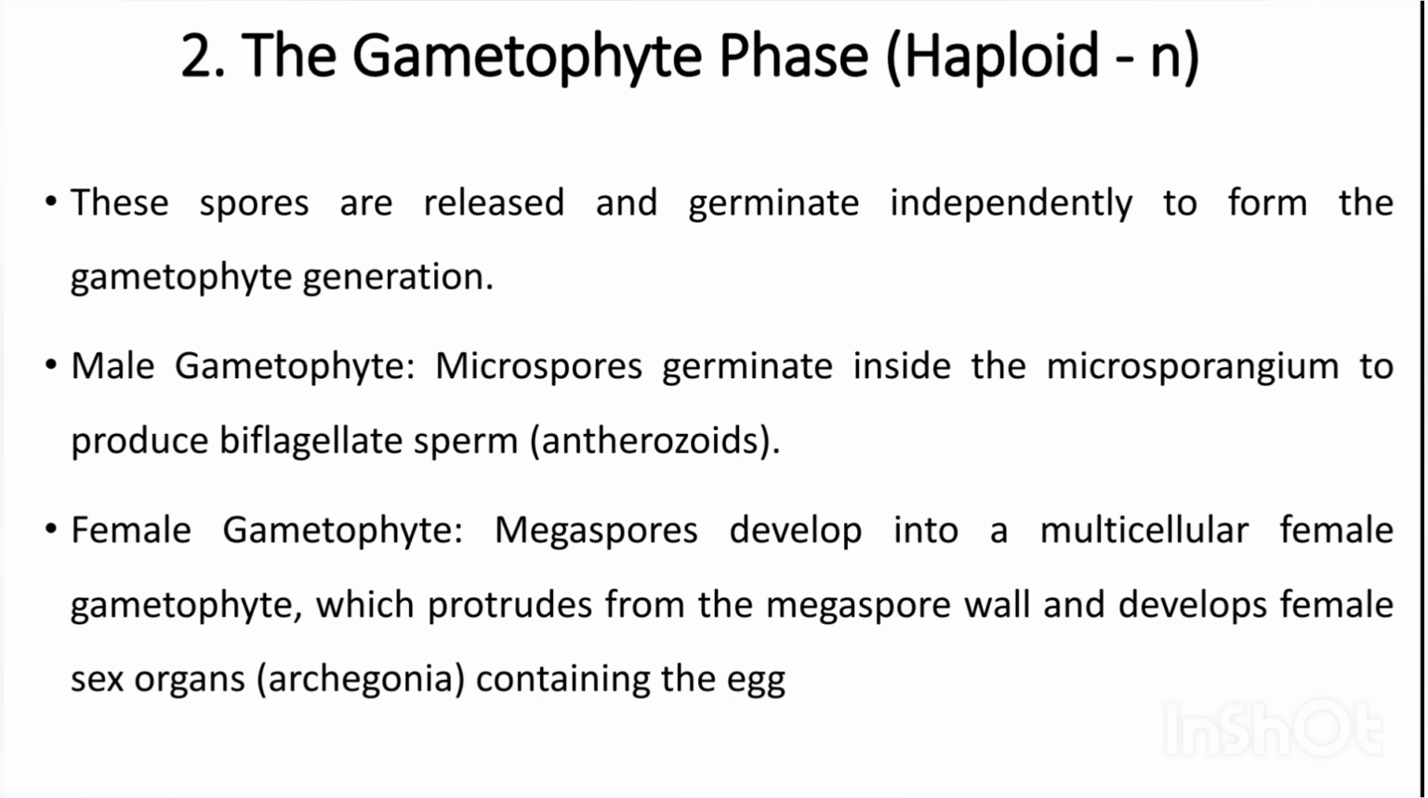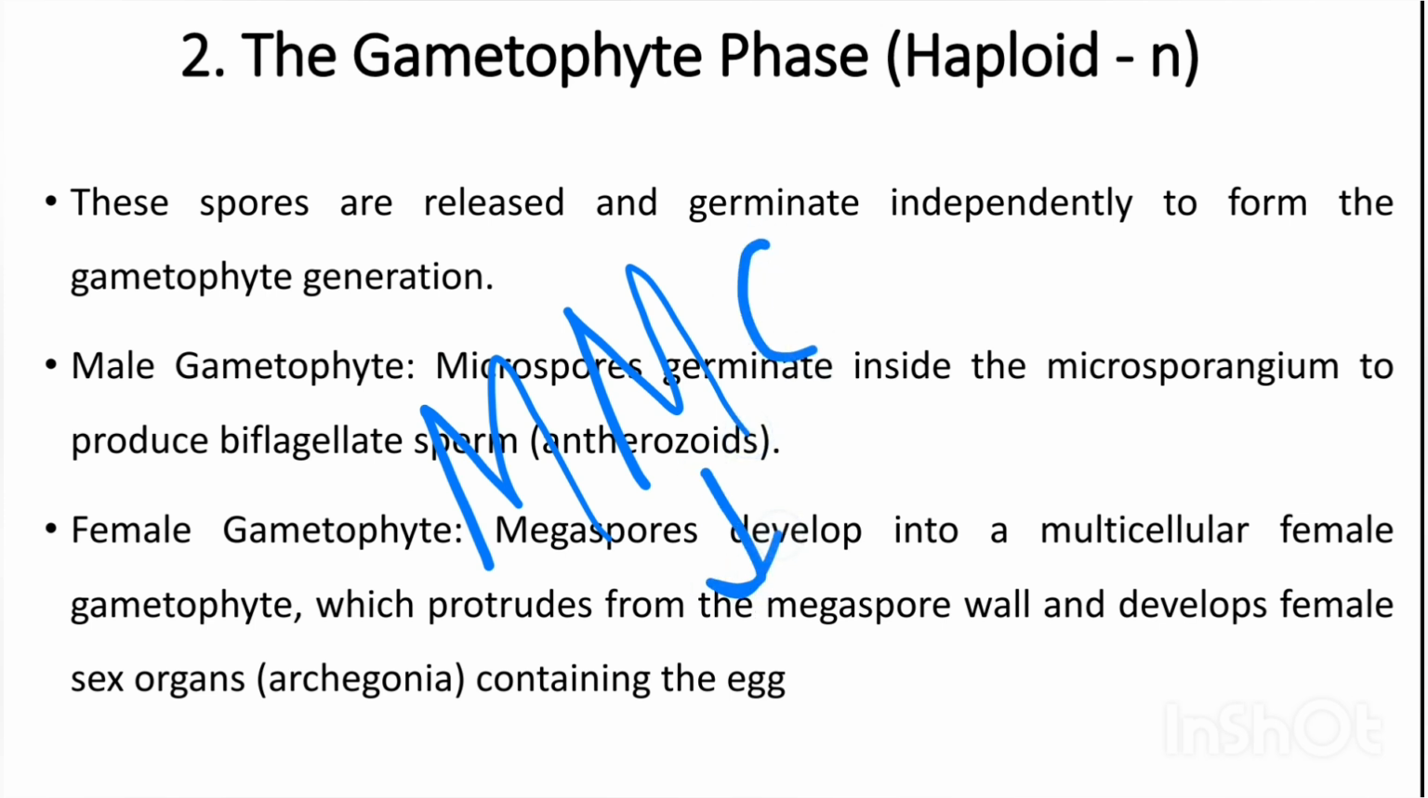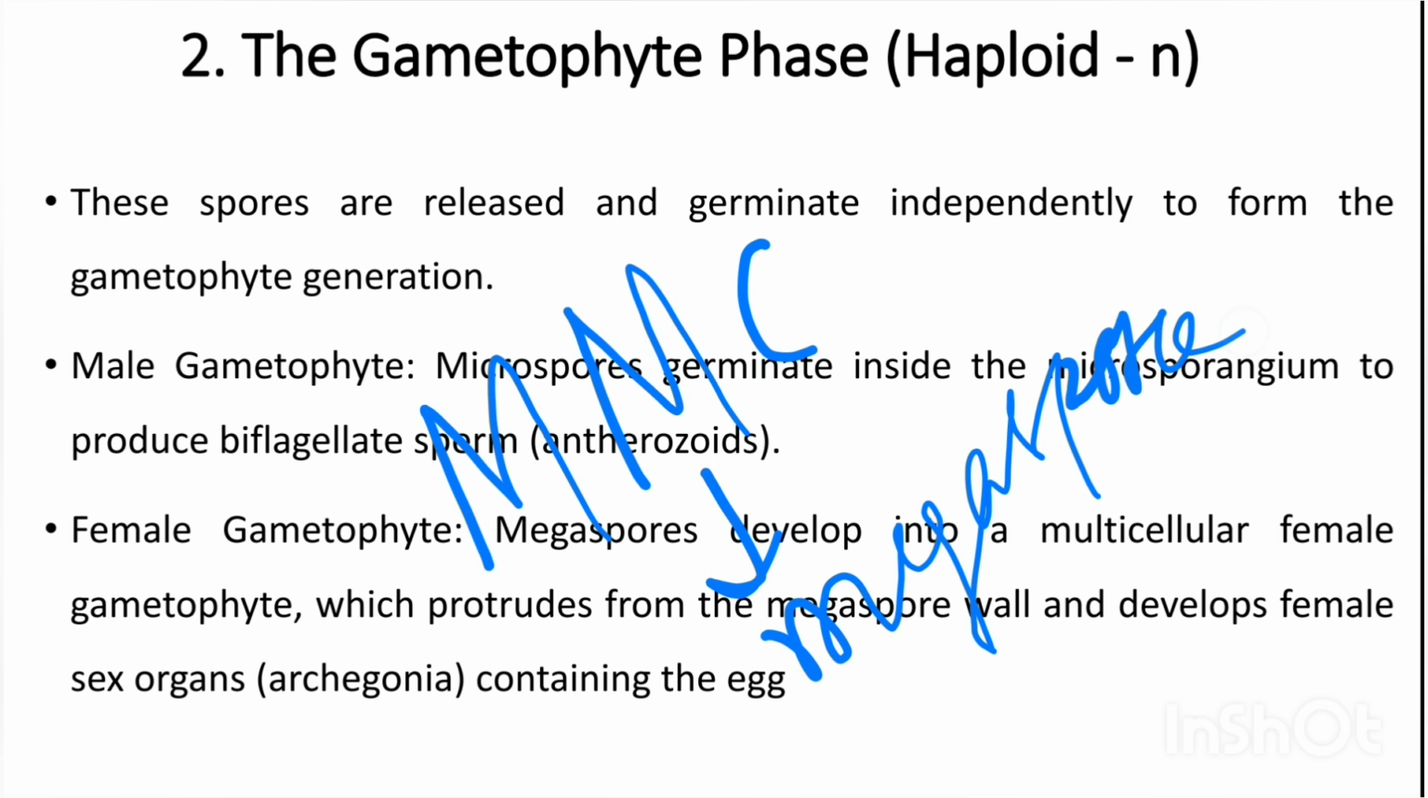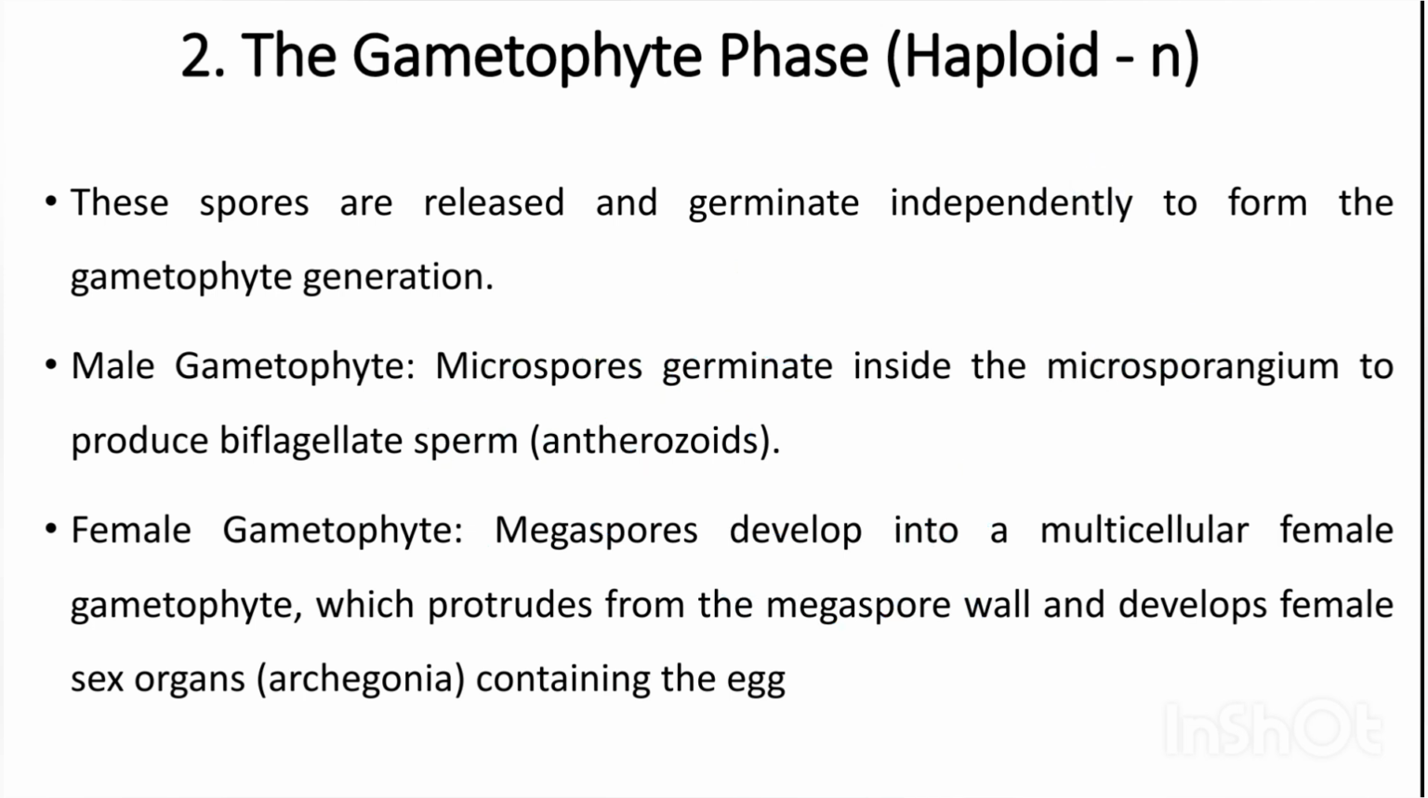So after this, now we can proceed towards the gametophytic phase of Selaginella. So the strobili produce microspores and megaspores inside microsporangia and megasporangia respectively. Those spore mother cells after meiosis produce megaspores and microspores. The megaspore mother cell produces megaspores after meiosis. The microspore mother cell after meiosis produces haploid microspores respectively.